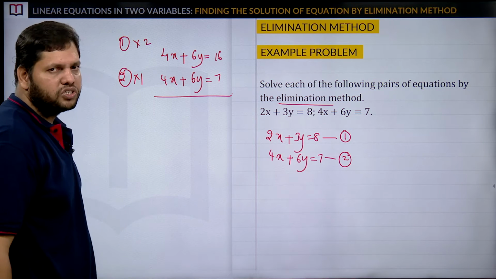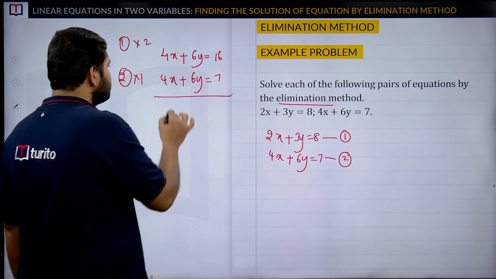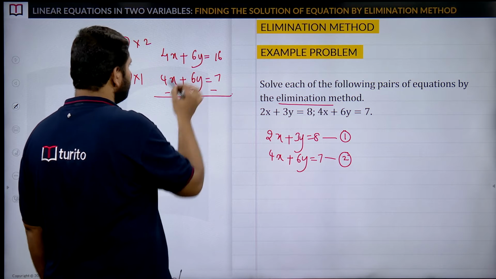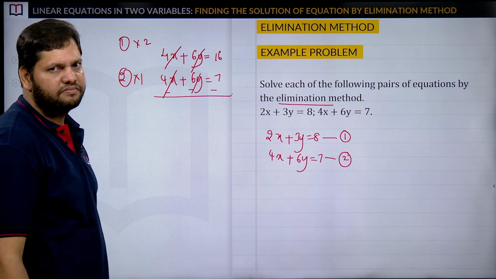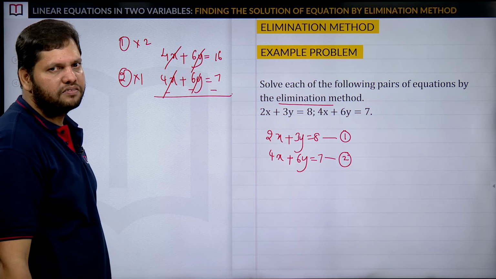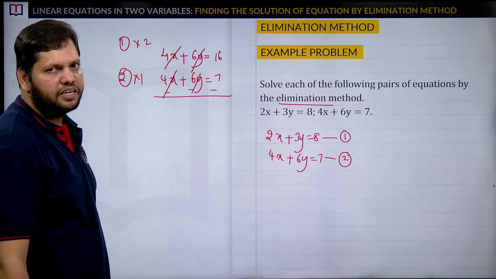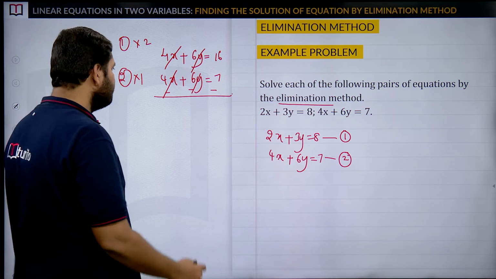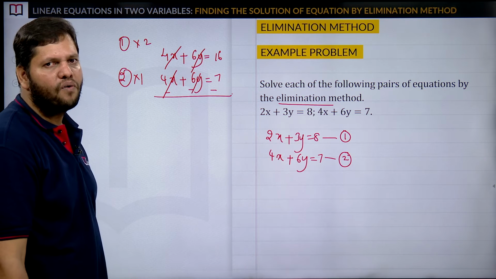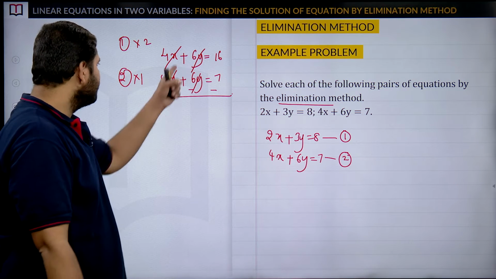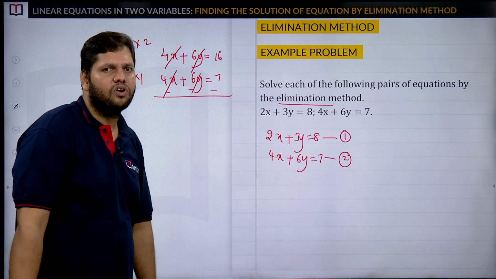And children, do the subtraction. This is minus, this is minus, this is minus. Children, listen here, all variables are getting cancelled, isn't it? So everything is getting cancelled. So why, children, why did we get everything cancelled? Because, tell me, here the x variable also got cancelled, here the y variable also got cancelled, children.